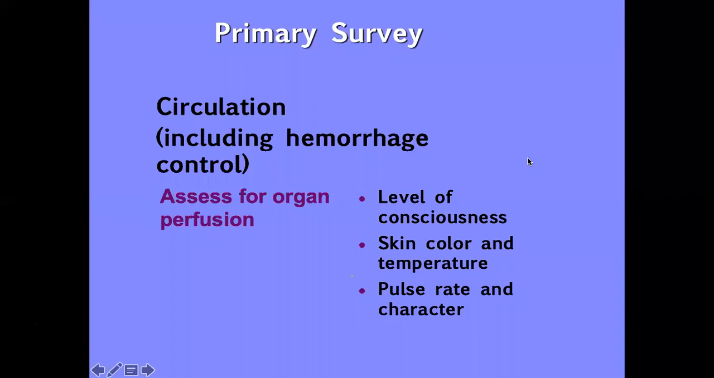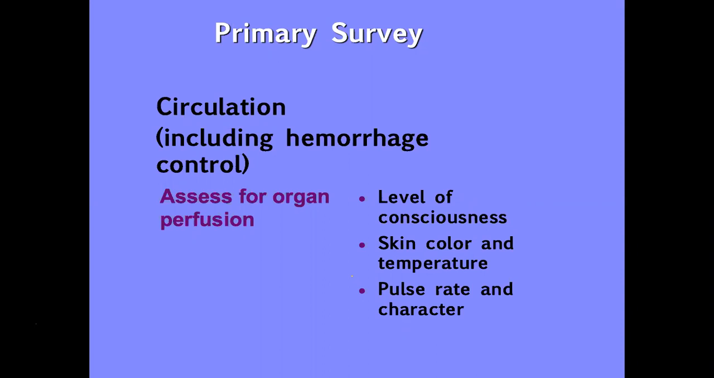Okay, in the circulation part, we are much more involved in finding out the site of the bleeding so that we can stop the bleeding at the earliest. And at the same time, we also have to maintain good organ perfusion. Now, organ perfusion assessment can be done by looking at the status of the end organs. So one of the most important end organs is the brain.